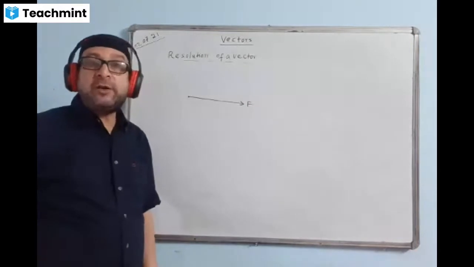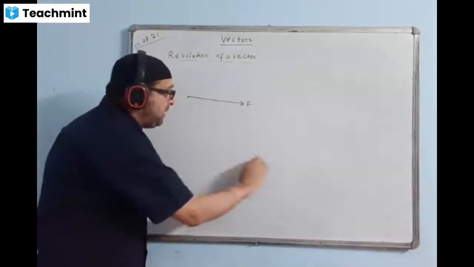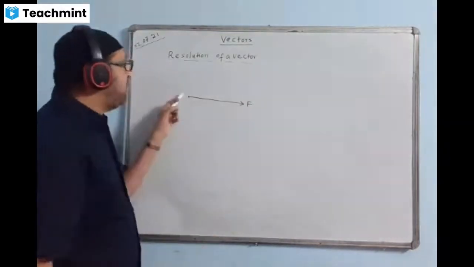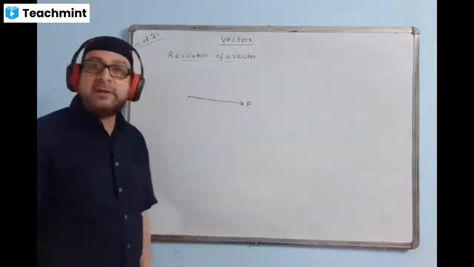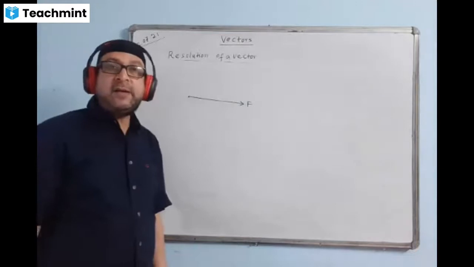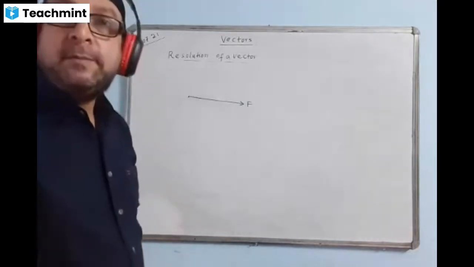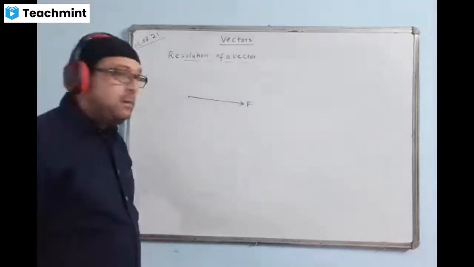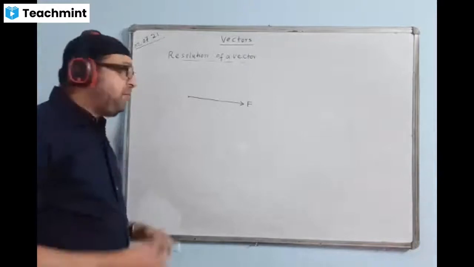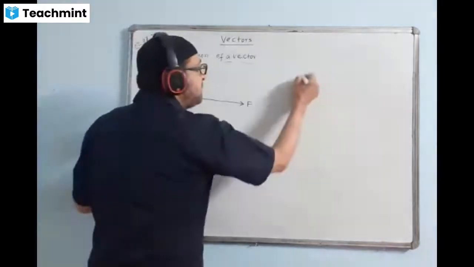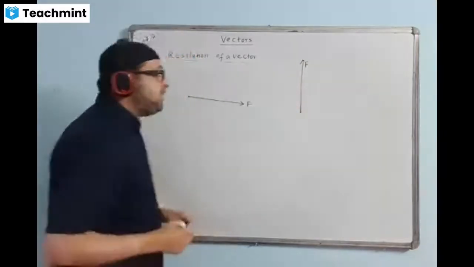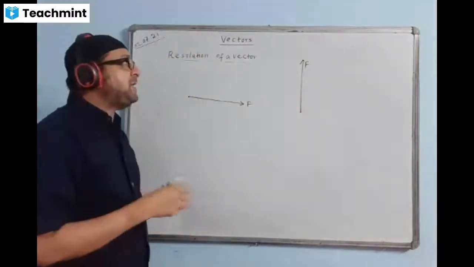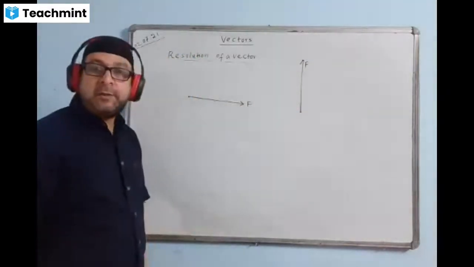In rectangular coordinates, the horizontal component is called along the x-axis, and the vertical component is along the y-axis. We say we cannot break it into components. If anything is vertical, like this force F, can we break it into components? Answer is no, because it is exactly vertical. We cannot break it into components.